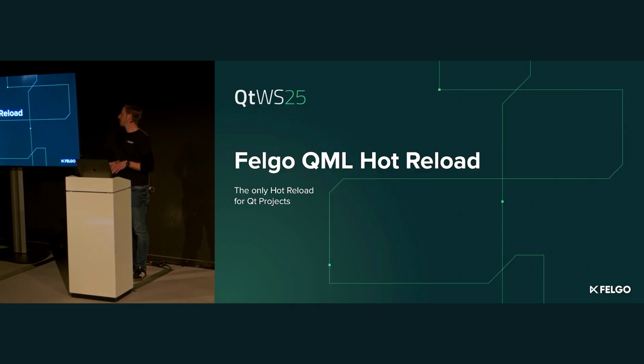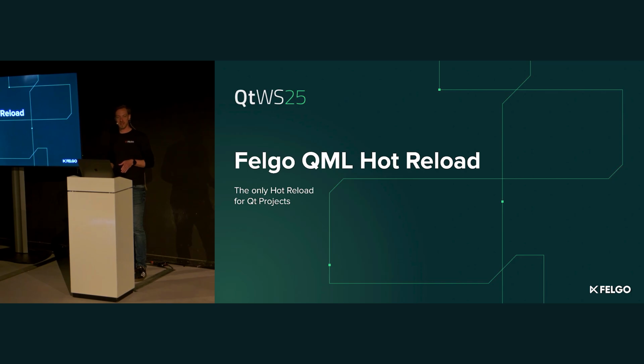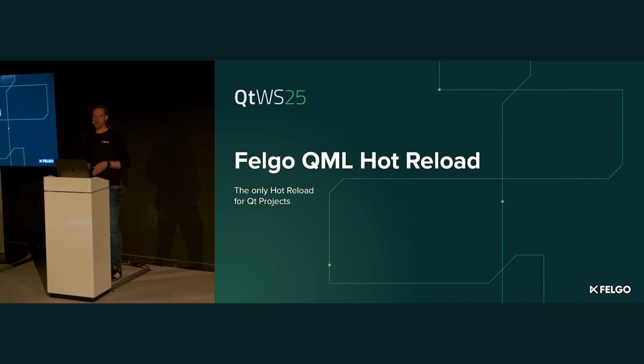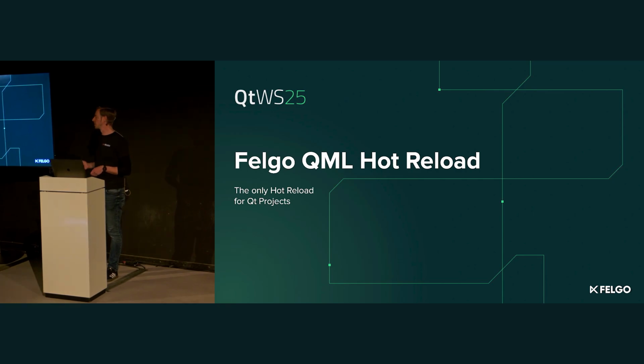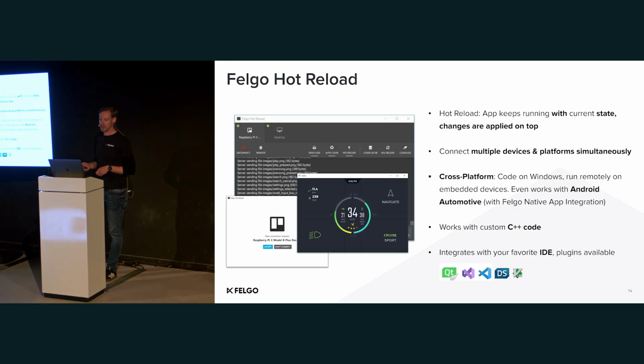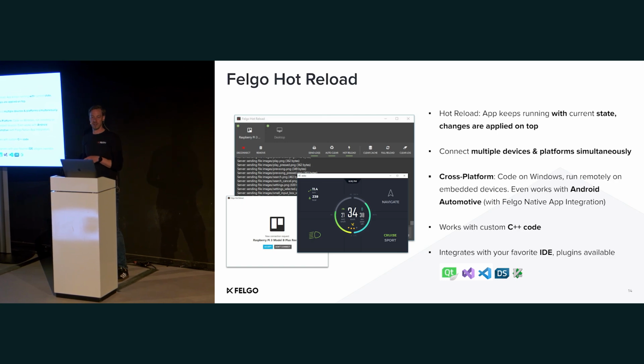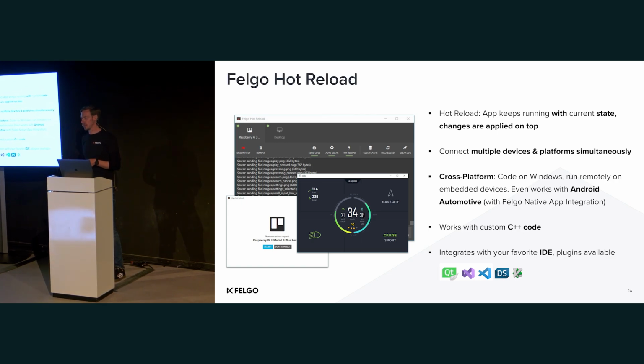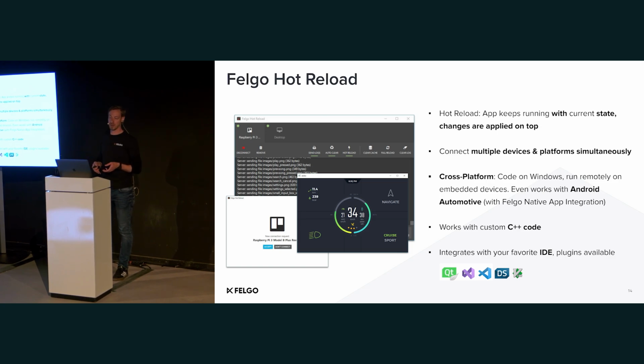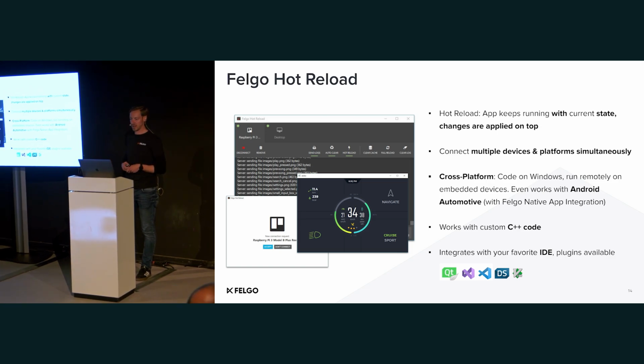So which tool is actually available for Hot Reload? As mentioned, you can use a loader, but the only Hot Reload tool on the market that's actually working for hot reloading with Qt is the Felgo QML Hot Reload, which I want to introduce here. With Hot Reload, your app keeps running with the current state, and the changes are applied on top, as already mentioned. Furthermore, you can connect multiple devices and platforms simultaneously, so this means it's kind of like the Qt cross-platform approach. So you can code on Windows, and you can run it remotely on embedded devices, for example.